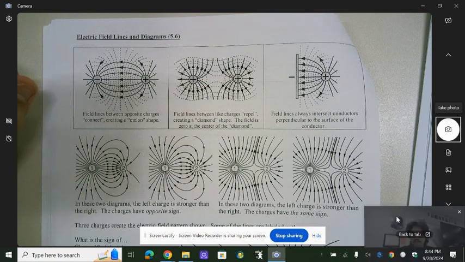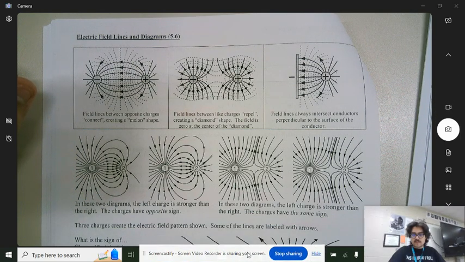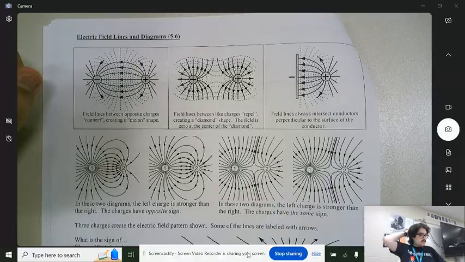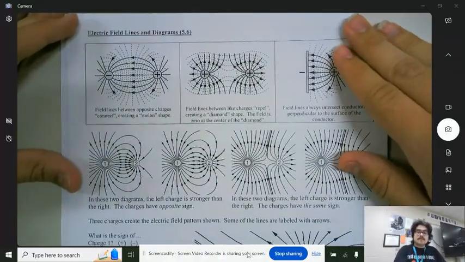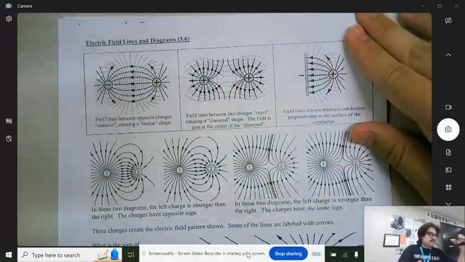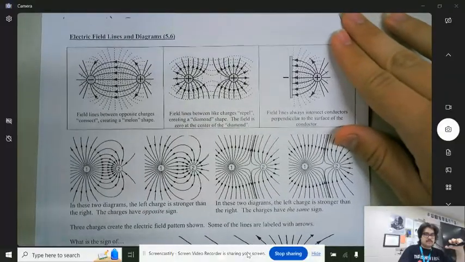All right, electric field lines and diagrams. This is section number 8. Pretty quick too because it's mostly diagrams, okay? Take a look at this, right? There's a lot of diagrams here so that we can illustrate it to you.